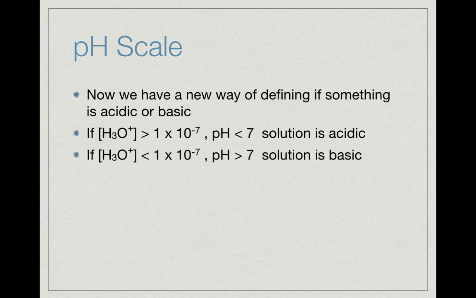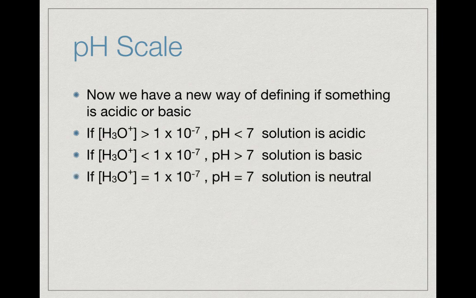If the hydronium ion is less than 1 times 10 to the minus 7, well, that means that the hydroxide would be greater than 1 times 10 to the minus 7, and the pH should be greater than 7. And so that solution now is basic. So if you have a pH greater than 7, then the solution is basic. And the higher the pH, the more basic that solution is.